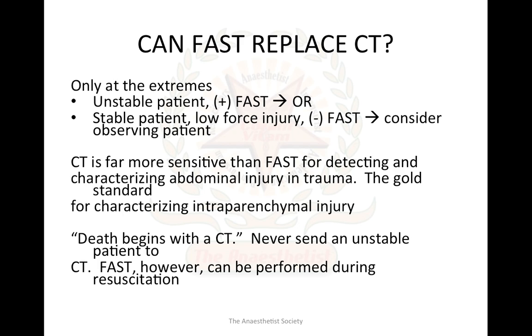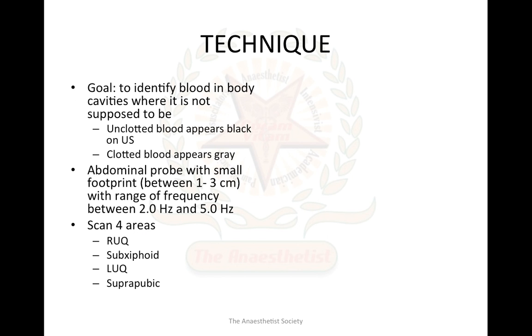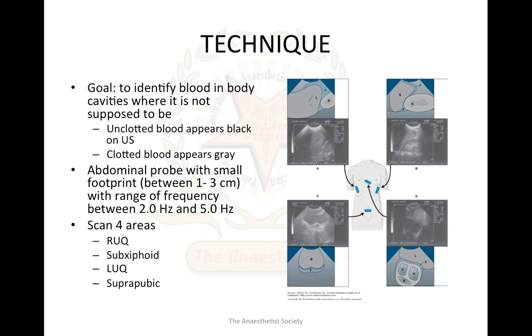FAST, however, can be performed during resuscitation. You can perform FAST along with resuscitation. Start fluid resuscitation along with FAST. Technique: our goal is to identify blood in the body cavity where it is not supposed to be. Unclotted blood appears black on ultrasound and clotted blood appears gray. We have to use a curvilinear probe for detecting any abdominal injury because it goes deep. It has better penetration but low resolution, but it is helpful in abdominal injury.